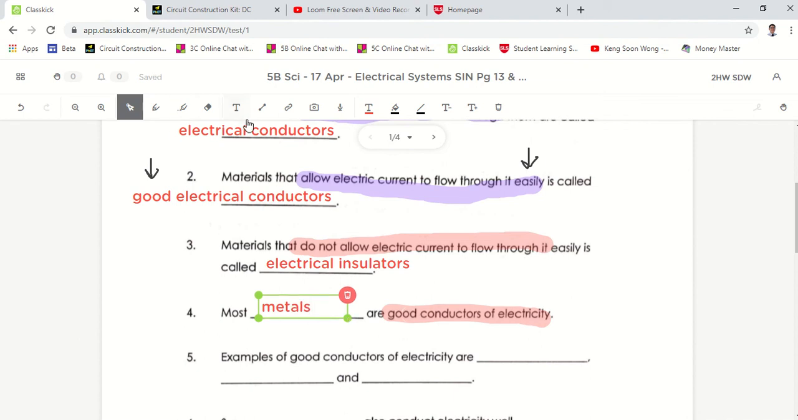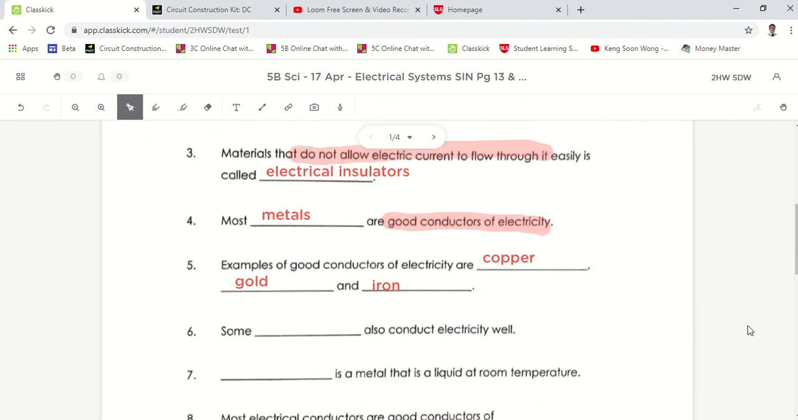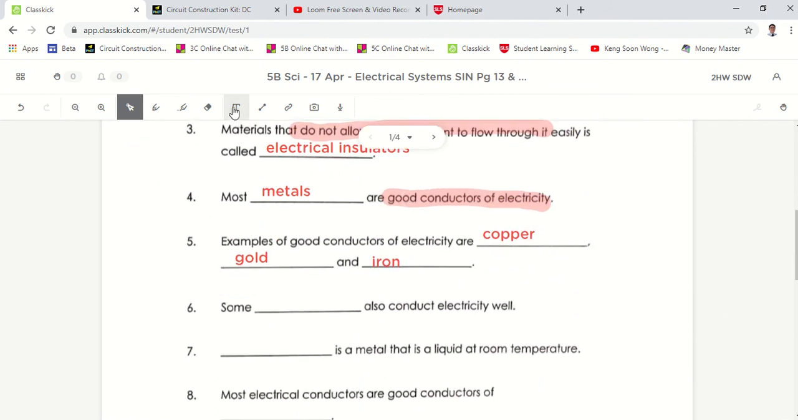Examples of good electrical conductors are the common metals that you have in wires, for example, copper. You also have gold. Sometimes you see the HDMI cable is gold-plated, the ends are gold-plated. Gold is a good conductor. And also you have, for example, iron. Iron is also a good conductor. So any metals you write here, as long as they are metals, they are good conductors.